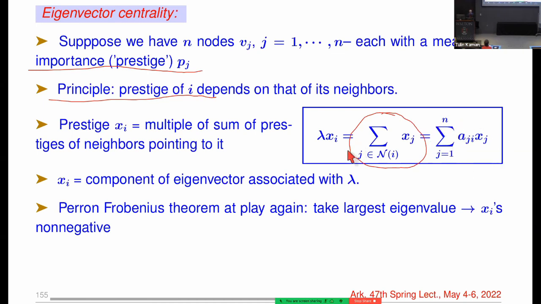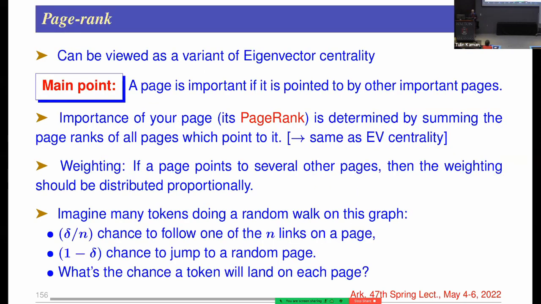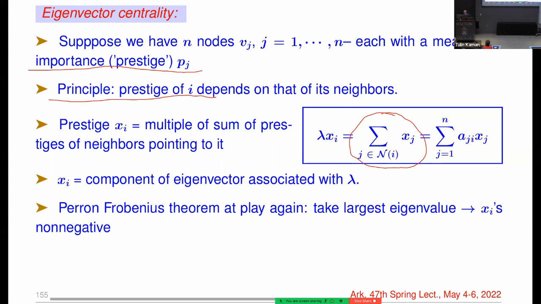That's how it goes. And then it's an eigenvalue problem, and, you know, the Perron-Frobenius theorem also comes into play here, because you can guarantee that these are going to be non-negative, etc. And then I'll talk about PageRank centrality, and I think I'm going to close it here for this morning.